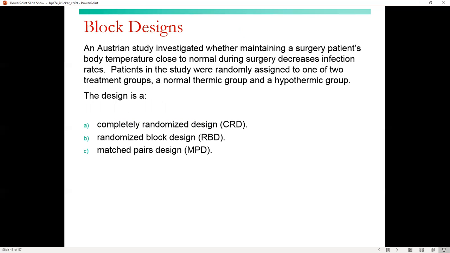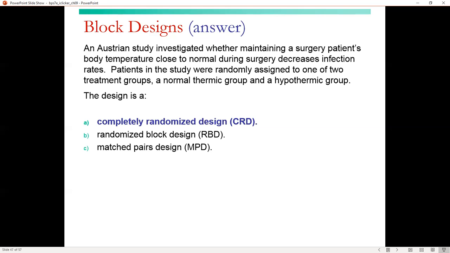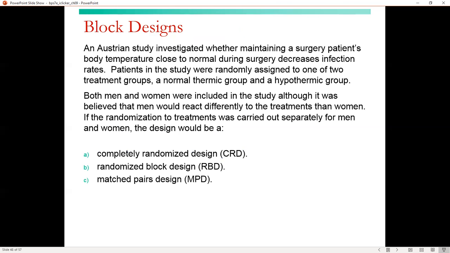An Australian study investigated whether maintaining a surgery patient's body temperature close to normal during surgery decreases infection rates. Patients in the study were randomly assigned to one of two treatment groups, a normothermic group and a hypothermic group. The design is a completely randomized design. Both men and women were included in the study, although it was believed that men would react differently to the treatments than women. If the randomization to treatments was carried out separately for men and women, this design would be a randomized block design.